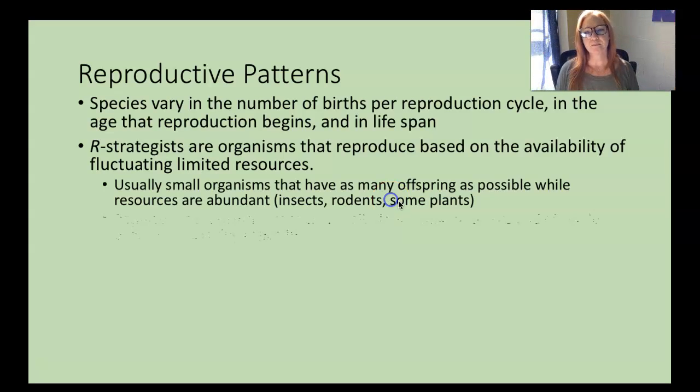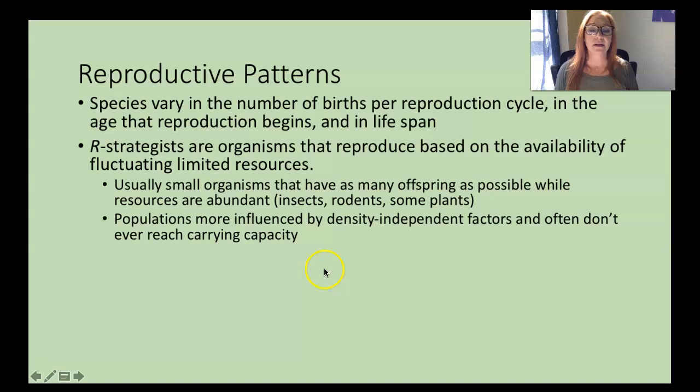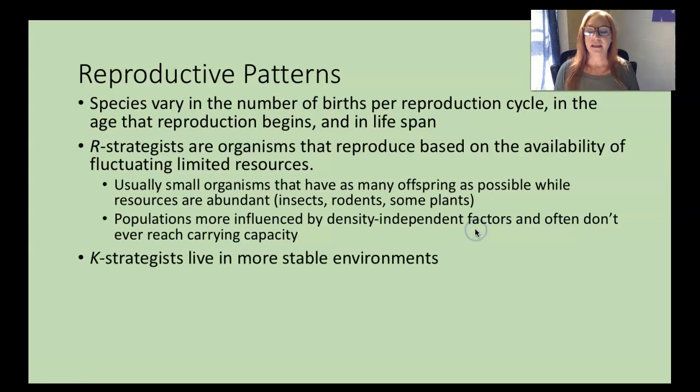Okay? And then, these populations generally are a little more fragile. They never reach their carrying capacity. They might all die off in the cold season, and they've just left their eggs out to hopefully hatch in the next year. These guys are more influenced by density independent factors like the weather and human influence, things like that, okay? And then the other strategy is K strategists.